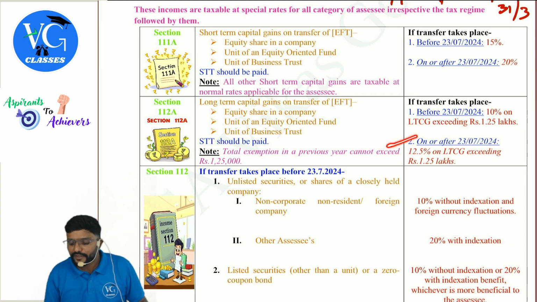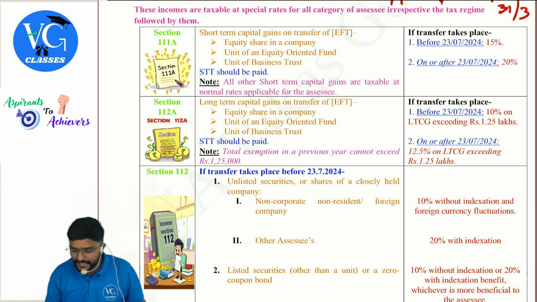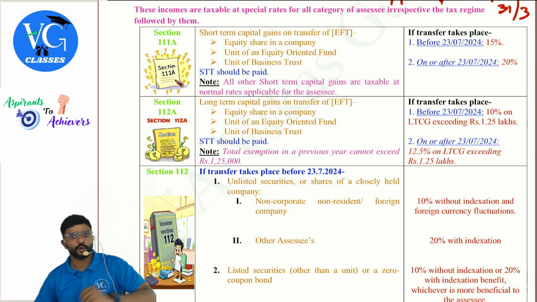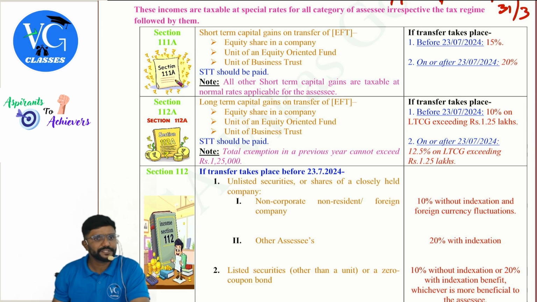Next. Sir, what if the date of transfer is on or after 23rd July? That is from 23rd July to 31st March. Then the tax rate is 12.5% on long-term capital gain exceeding rupees 1,25,000. You can observe, wherever amendments are there, I would have highlighted them in italics. Observe the difference. So when you guys are studying, give a little extra importance to it. The tax rate was 10%. Now we have increased it to 12.5%, but you will pay only on the excess over 1,25,000.